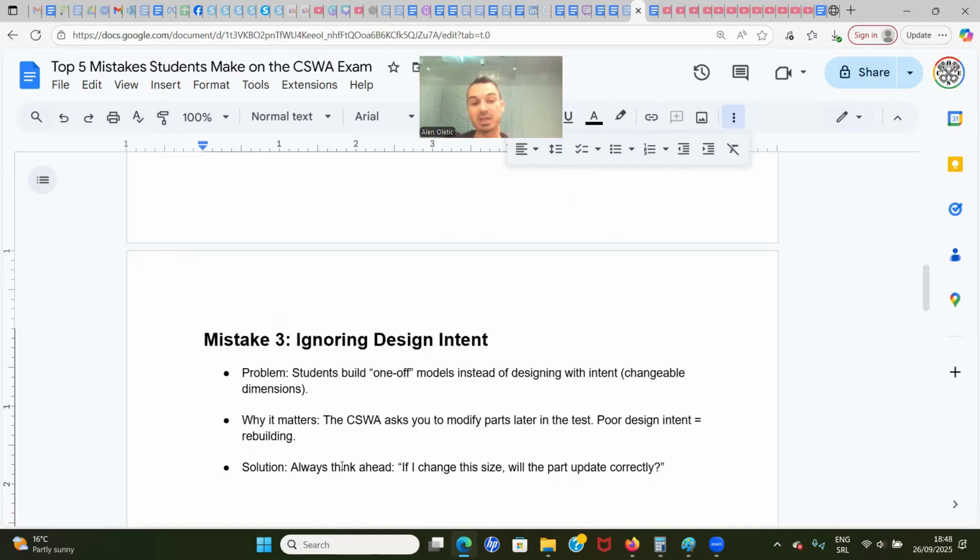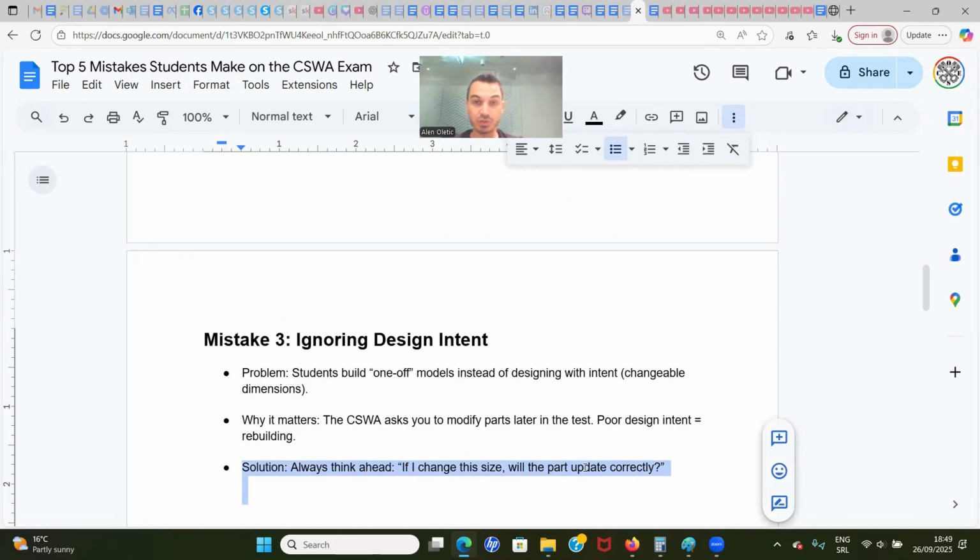So the solution for that is always think ahead. What dimensions, what sketch entities are the main ones? This is like when you build a house. You have specific walls that are the main ones that carry most of the house. And this is what you have here: what are the main sketch entities? So think ahead: if I change this size, will the part update correctly? So always think that when you're building your first sketches, your first part.